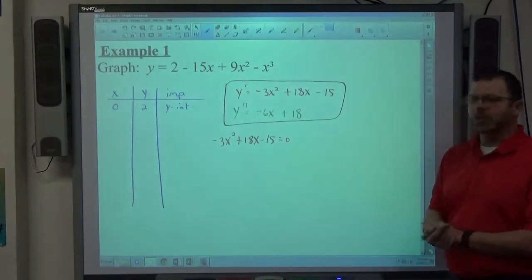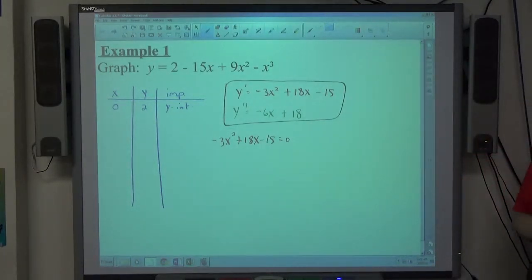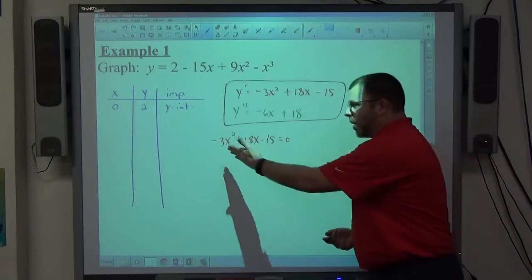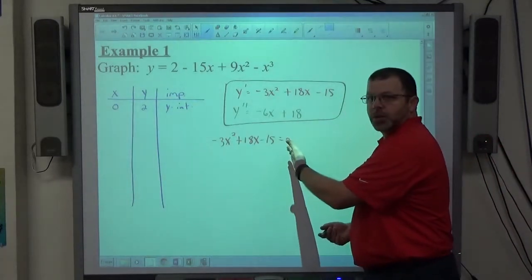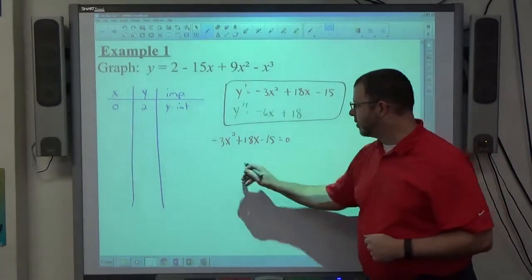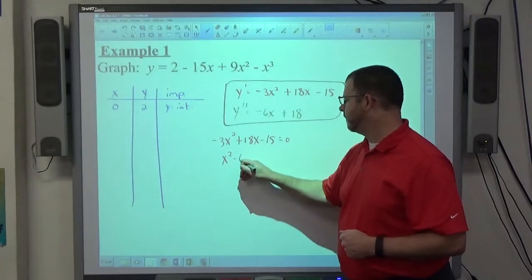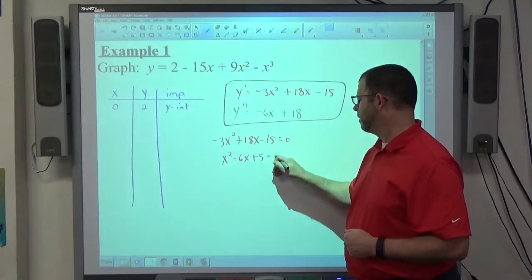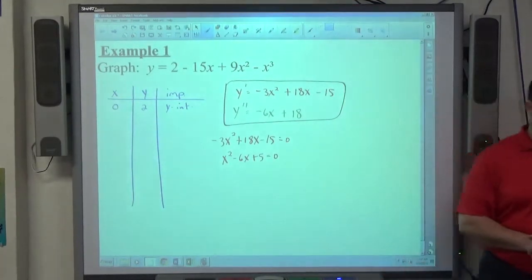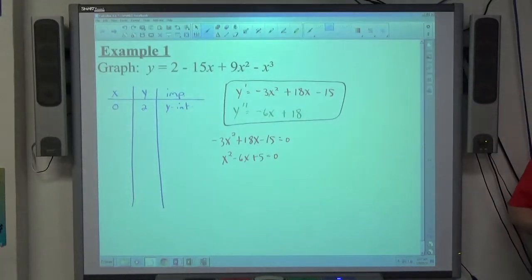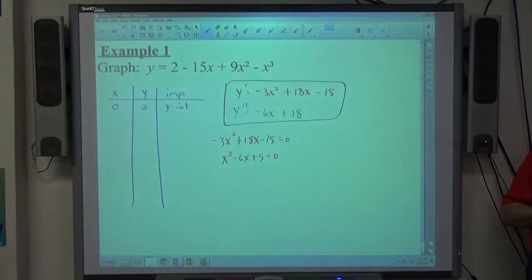And again, negative 3 is a common factor. Since I have just a regular polynomial function equal to 0, I can just divide by negative 3. As long as I'm multiplying or dividing by a constant, it doesn't change the overall value of the function, as long as it equals 0.